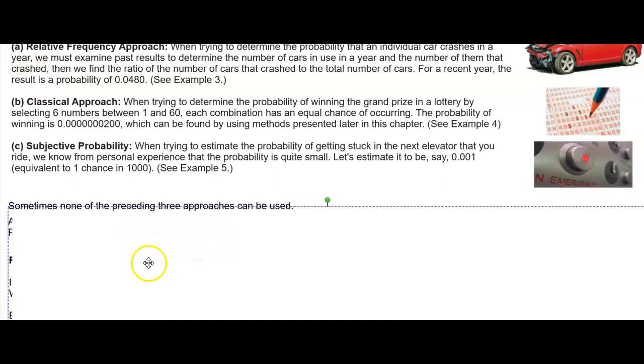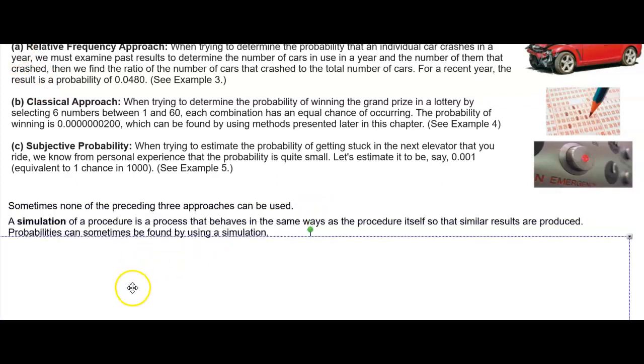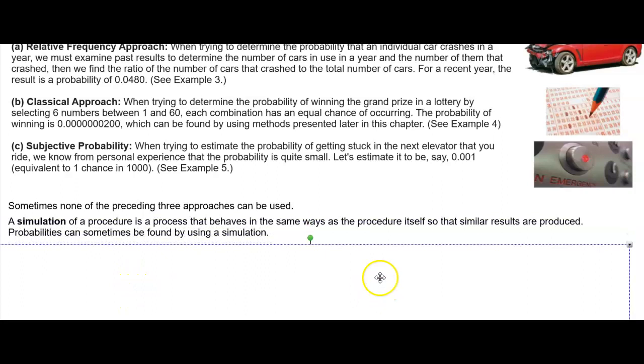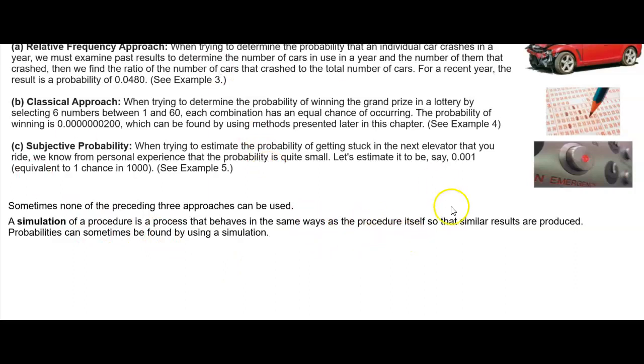Sometimes none of the preceding three approaches can be used. If that is the case, then a simulation of a procedure is a process that behaves in the same ways as the procedure itself so that similar results are produced. Probabilities can sometimes be found by using a simulation.